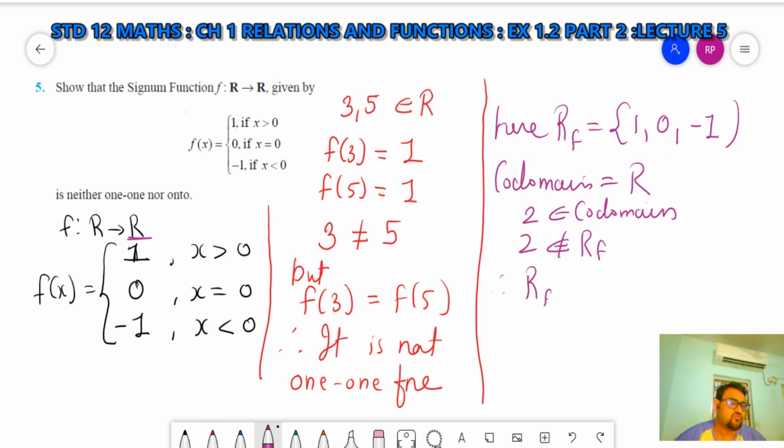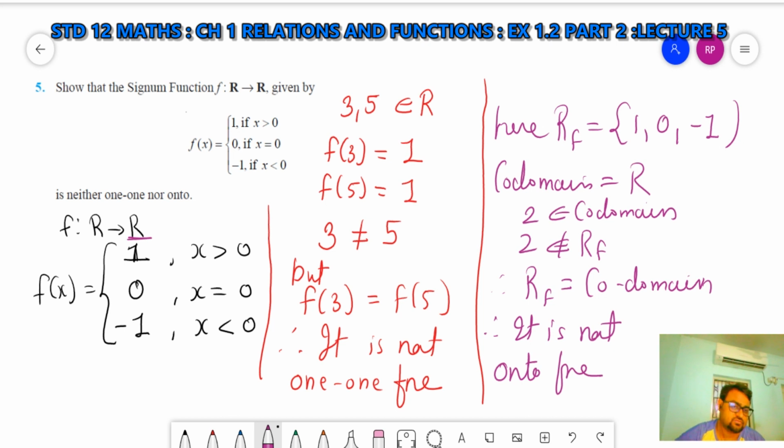That means the range of the function is not equal to the codomain, or the range of the function is a subset of the codomain, therefore it is not onto function. Clear? Okay, so this was about question number 5, so note it down. Sorry, it's not equal. Okay, instead I can say the range of the function is a subset of the codomain.